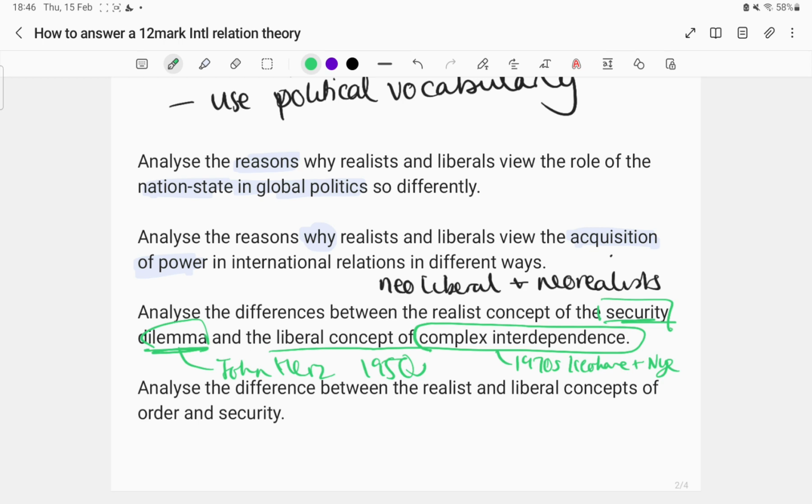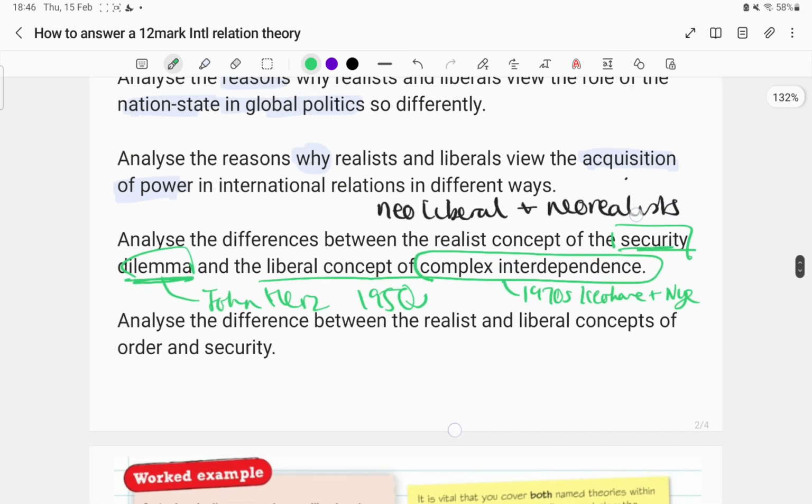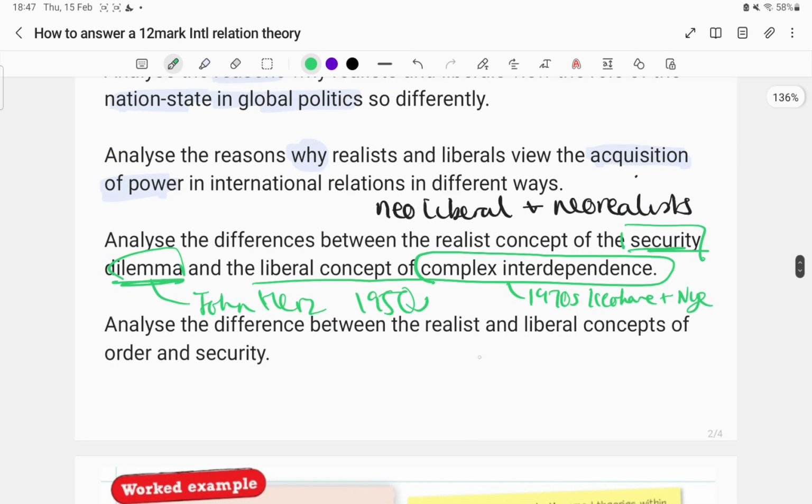The last one here, I believe that we have, is analyze the difference between the realist and the liberal concepts of order and security. Now, of course, you could talk about order and then security in separate paragraphs, or you could just have three main reasons why order and security is seen differently by realists and liberals. Once again, it's 3 paragraphs needed.